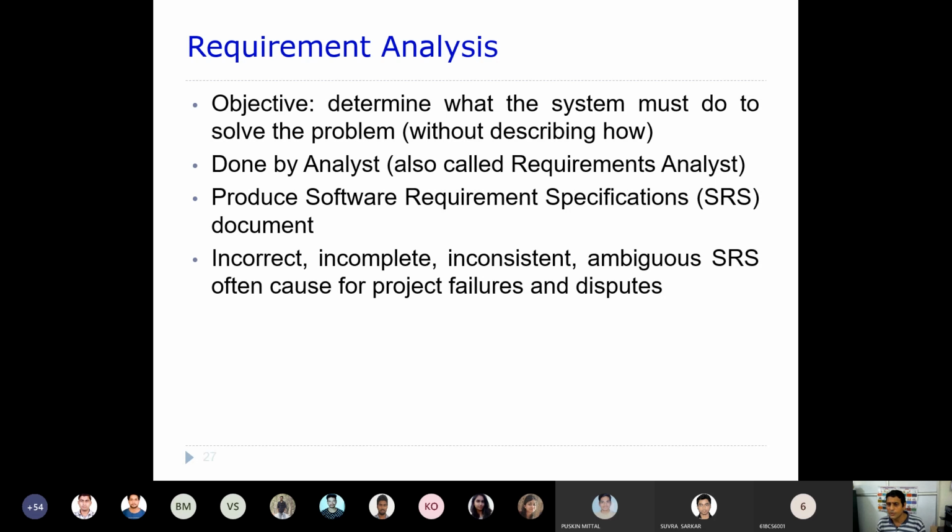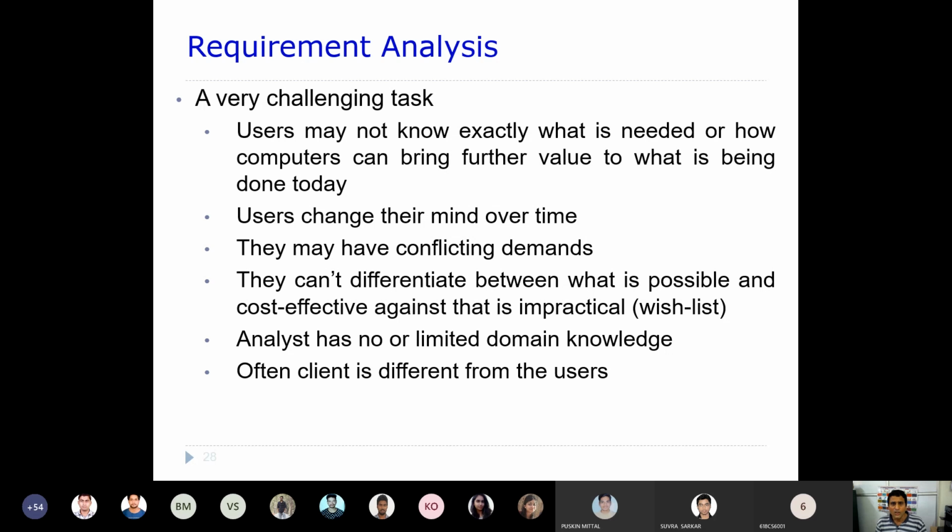That means the requirement, whatever you defined, should not leave multiple interpretations. Okay, so that means it should not give different meanings to the same sort of requirement. So that should not be there as a part of the SRS. Okay, if that is there, then the project will fail. Okay. So that is the reason why requirement analysis is very challenging.